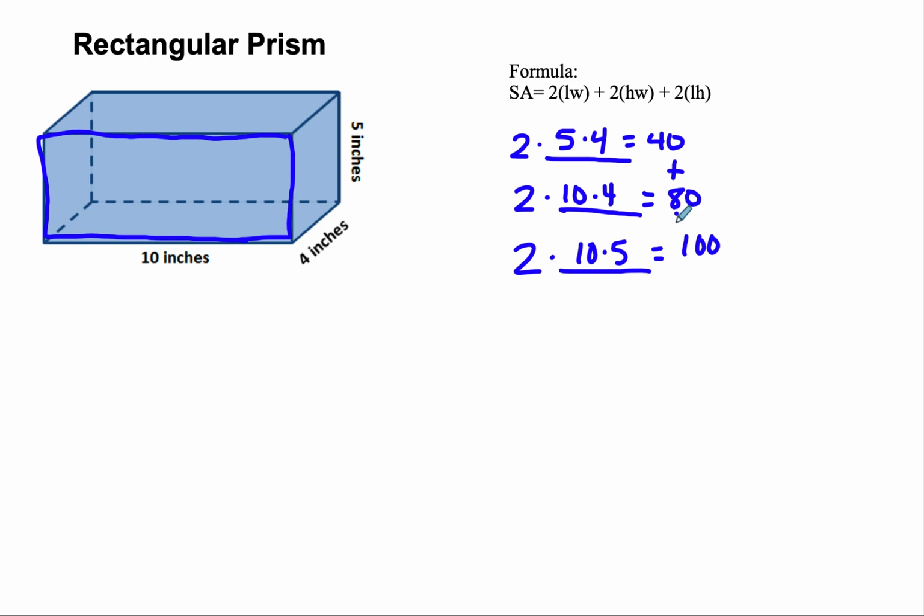Okay, then I need to add all of them together to get my final answer. So 40 plus 80 plus 100 would be 220. And then all of my surface area is going to be inches squared.